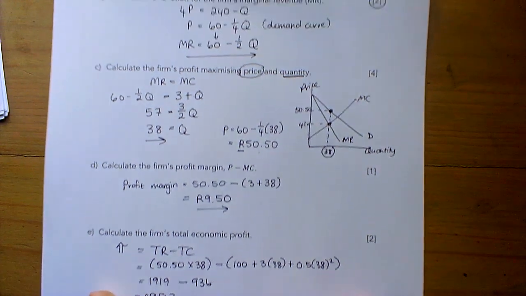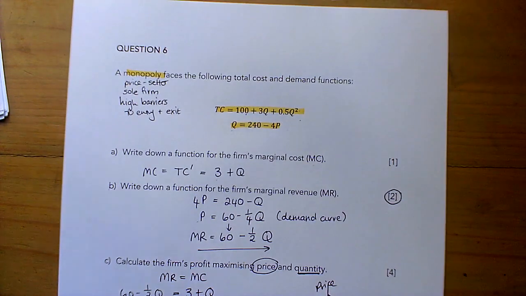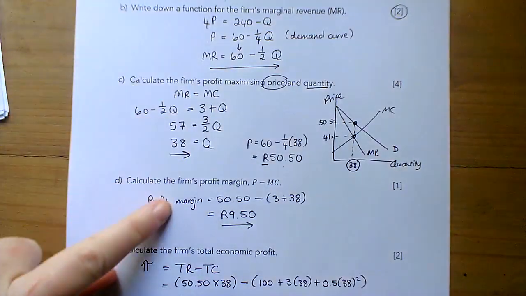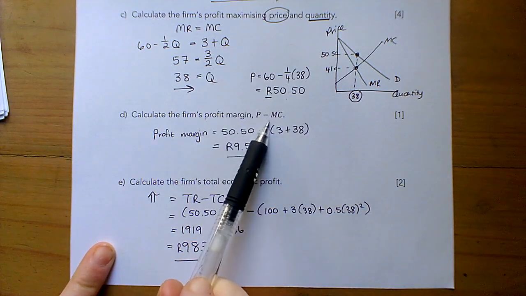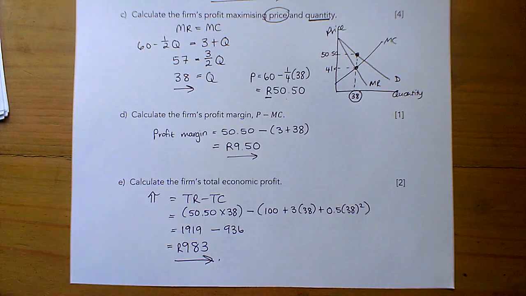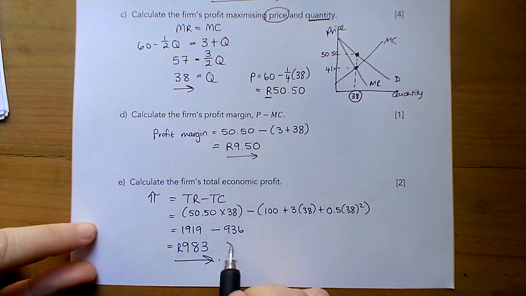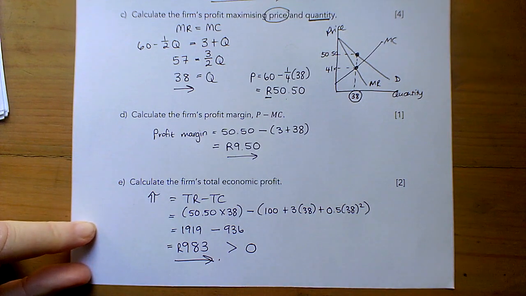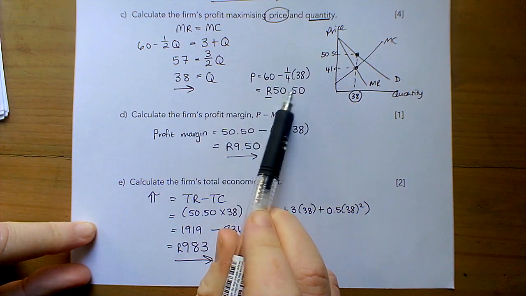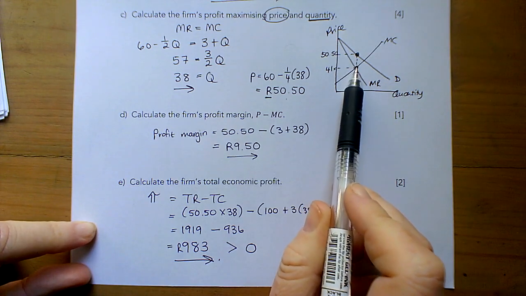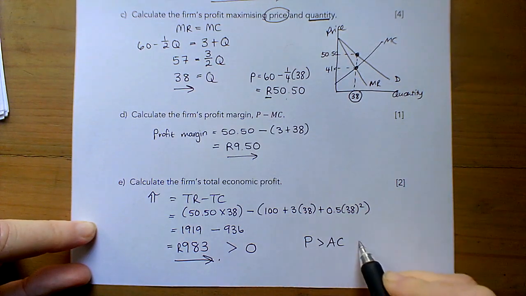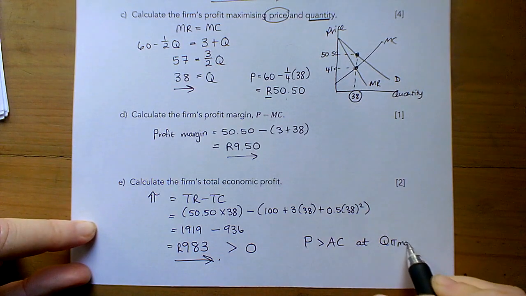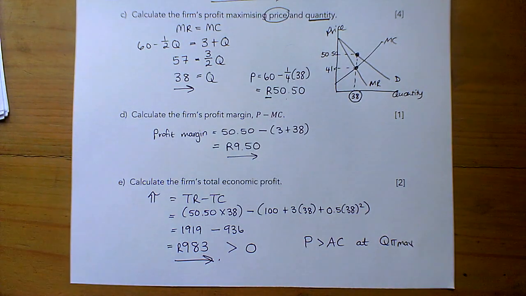Okay, so this is a really nice question that uses all of the solutions to find the pricing, quantity, and profit maximization, the profit margin, and then the total economic profit. So what this tells us is that this firm makes positive economic profits. And so the price in equilibrium, so the profit maximizing equilibrium of this firm, exceeds the average cost. So price must exceed average cost at the profit maximizing quantity for us to end up with a positive profit.